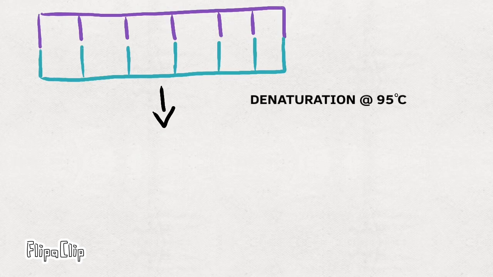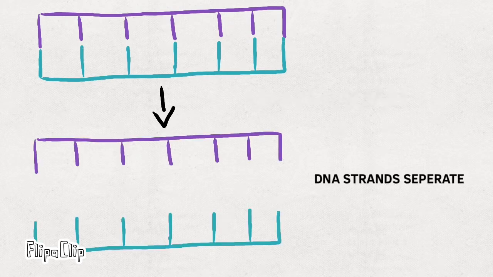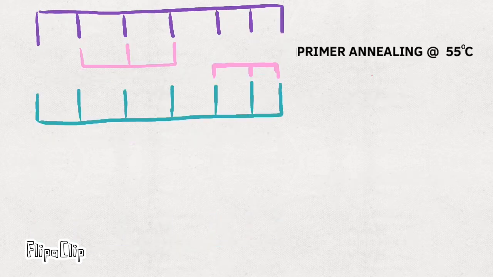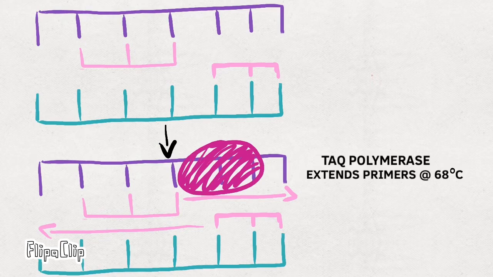We do this in order to separate the two strands of DNA. Once separated, we cool the temperature down to around 55 degrees Celsius in order to allow those primers we selected to bind to the specific fragment of DNA, which we call primer annealing. Then we're going to heat it all back up again to 68 degrees Celsius and allow Taq polymerase to extend those primers.